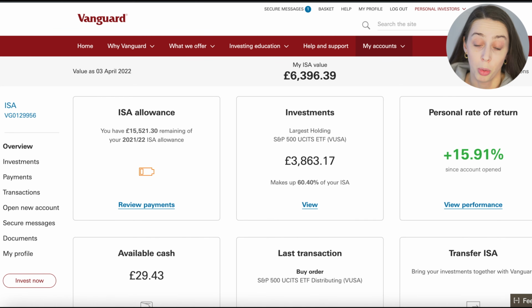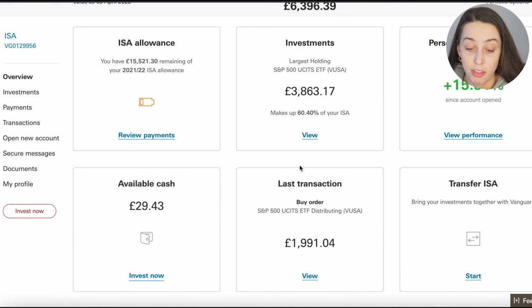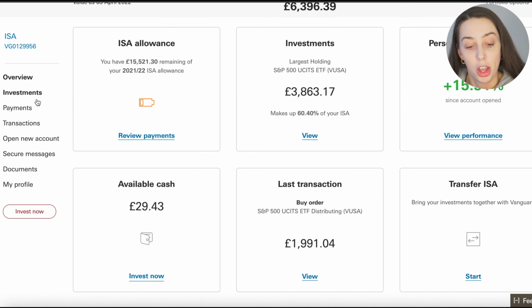I recently put in a lot more to use up some of my allowance for this tax year. Personal rate of return, nearly 16%. My largest holding, S&P 500. Available cash, £30. You get the idea.